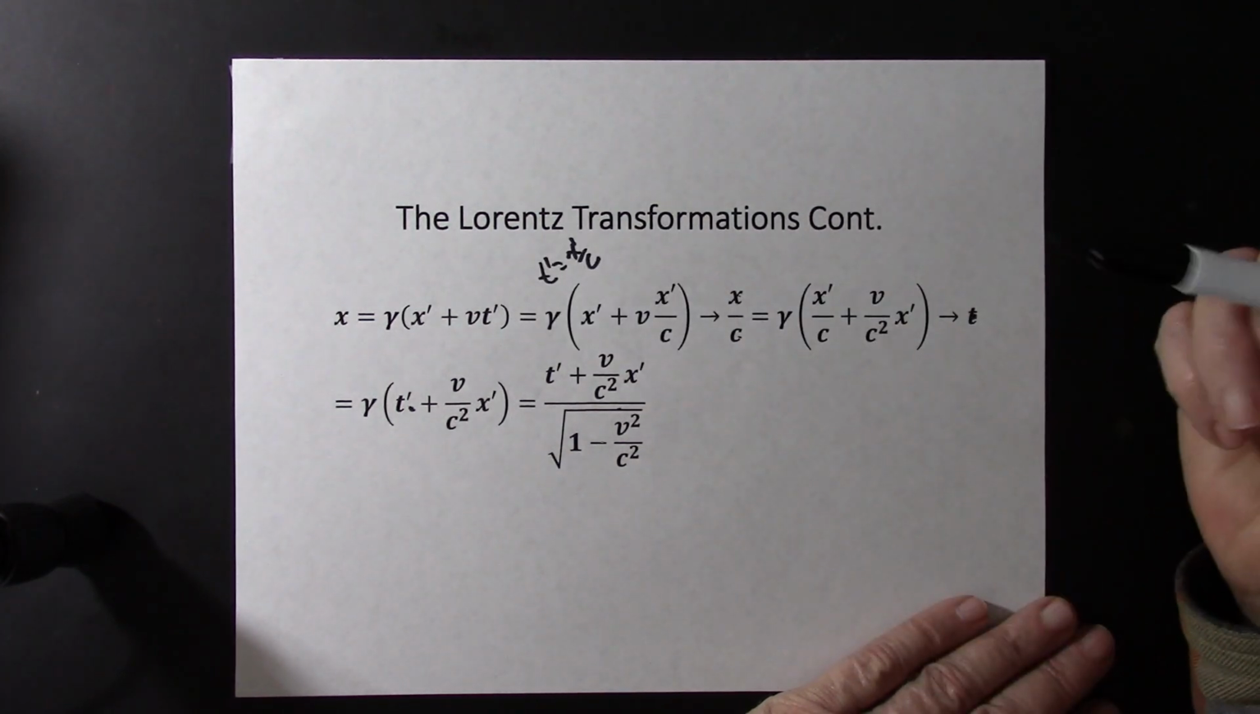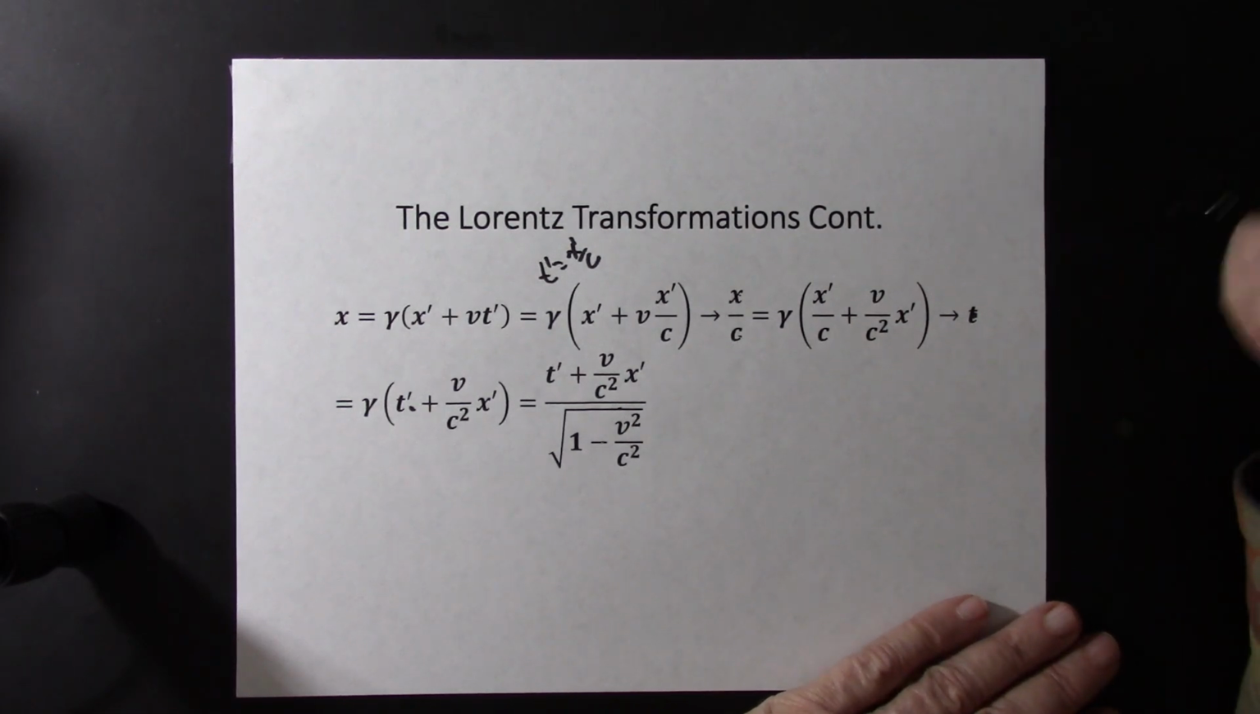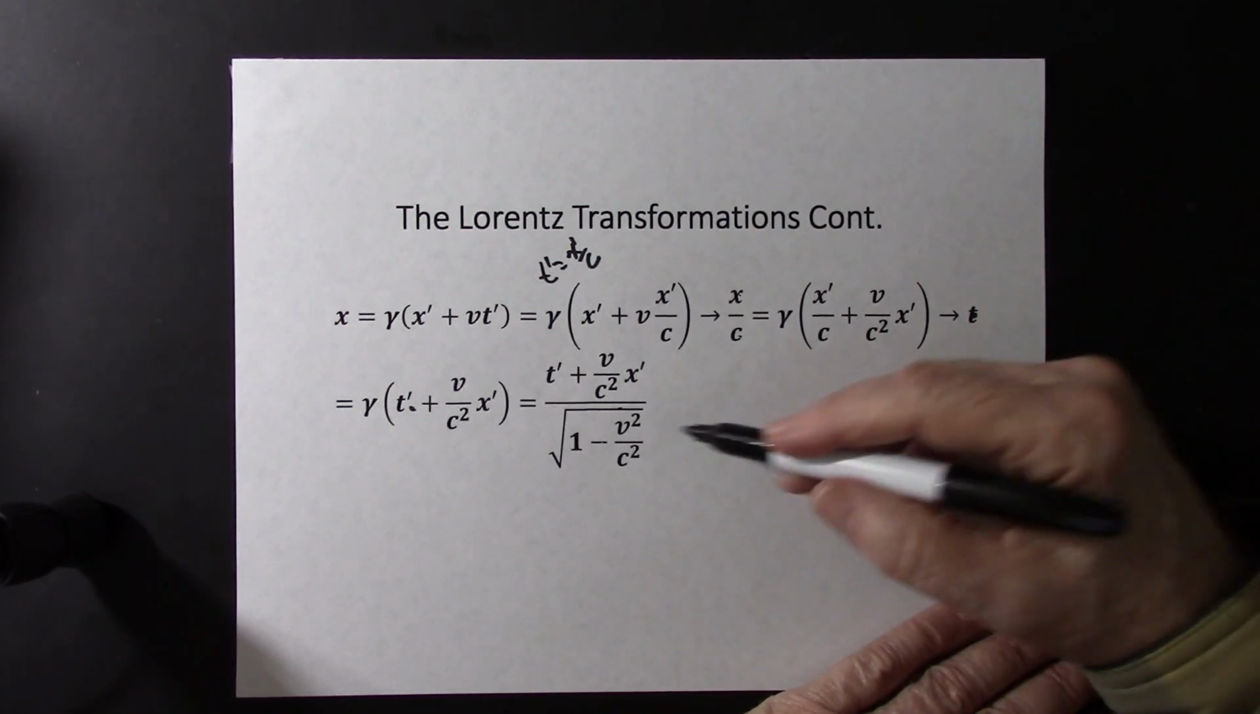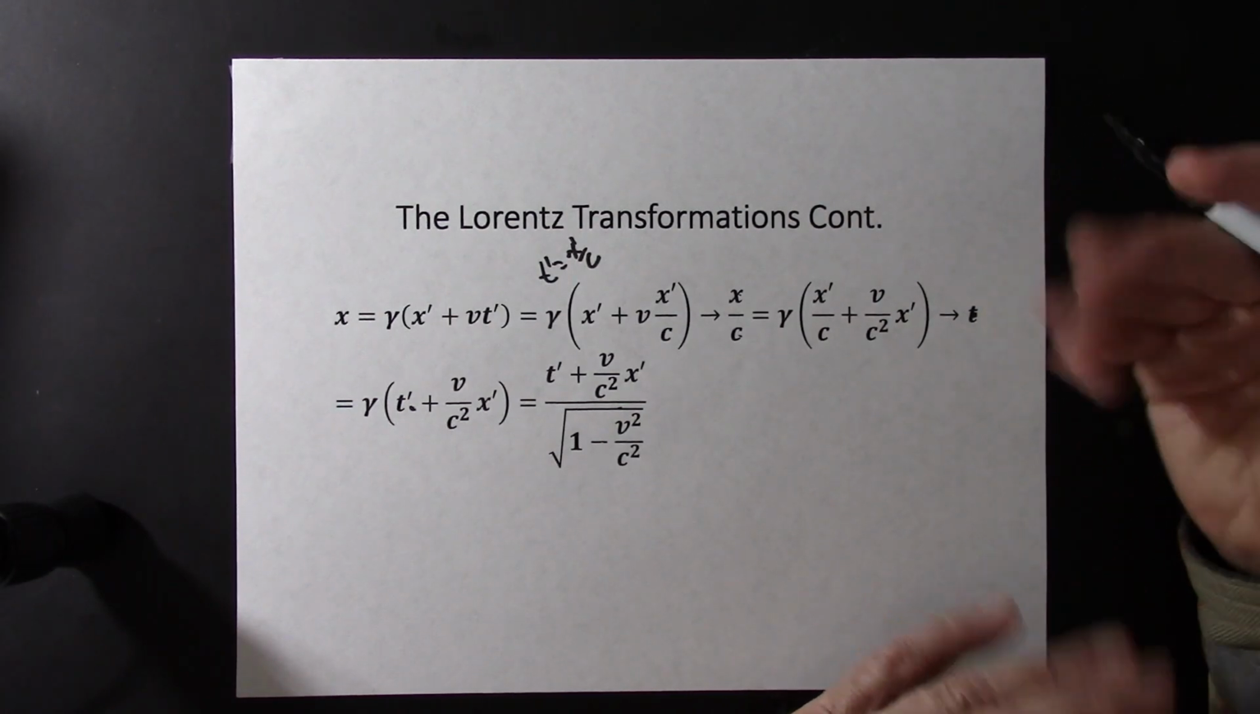Those four equations that we just talked about are called the Lorentz transformations, and they're used to determine the time on a moving clock relative to the time on a stationary clock, which is not the same, by the way, according to the principle of relativity.